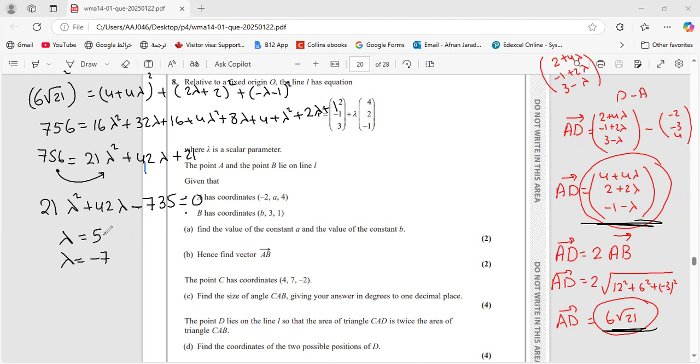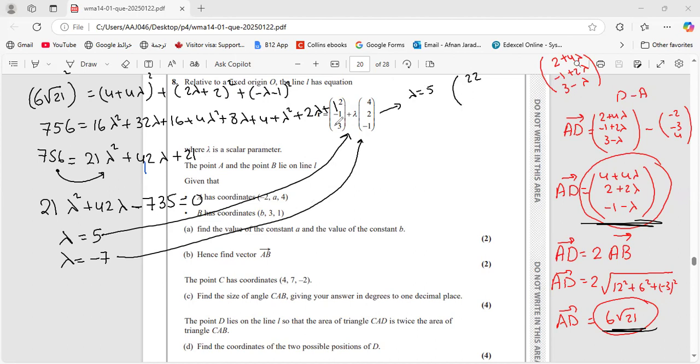When lambda equals 5, just substitute this one in which equation? In this equation, to find the positions of D. Why in this equation? Because D lies on the line of this one. So if lambda equals 5, substitute 5 here: 2 plus 5 times 4, which equals to 22, negative 1 plus 5 times 2, 10, 10 minus 1, which equals to 9, and substitute 5, 5 times negative 1, which equals to negative 5 plus 3, which equals to negative 2.